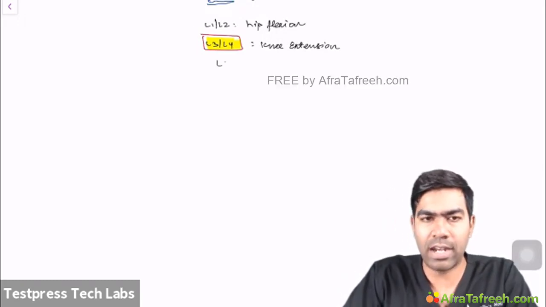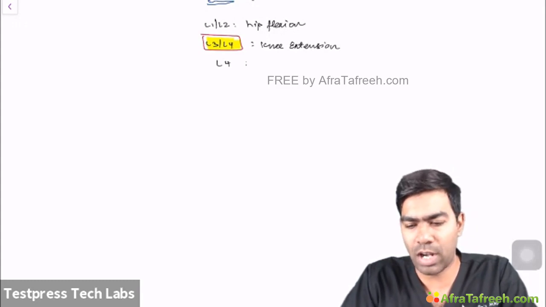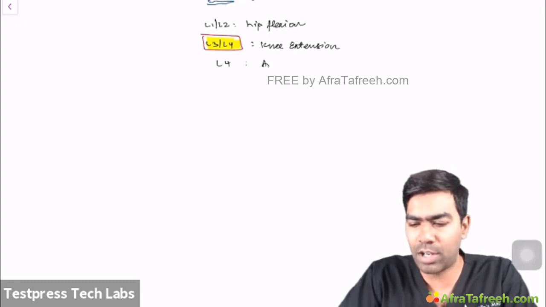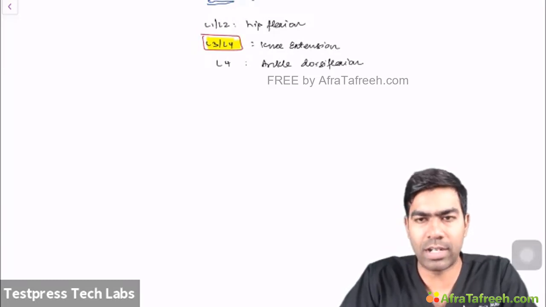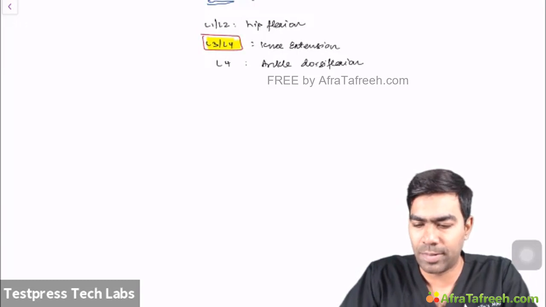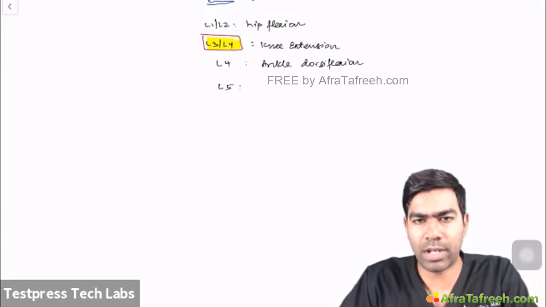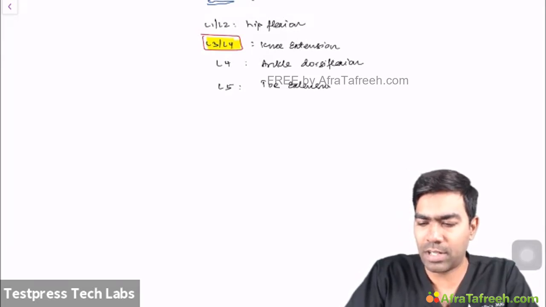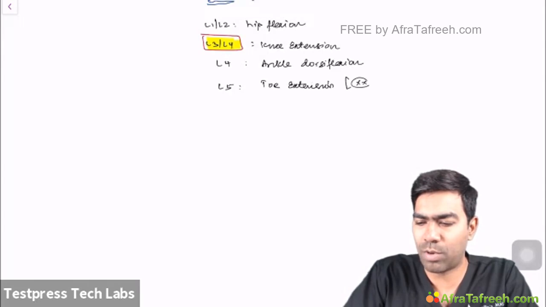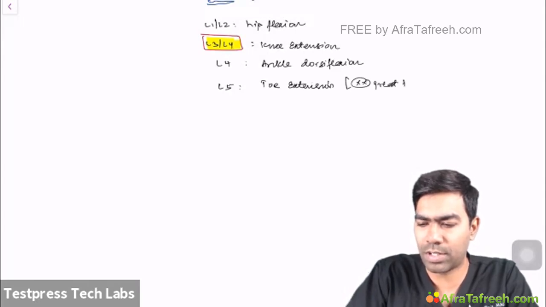Then you have L4 alone, which is important for ankle dorsiflexion. Dorsiflexion is moving towards your leg. That is ankle dorsiflexion, right? Then you have L5, a very important root again, that is toe extension. Especially, this is important for the great toe. More important is the great toe extension.